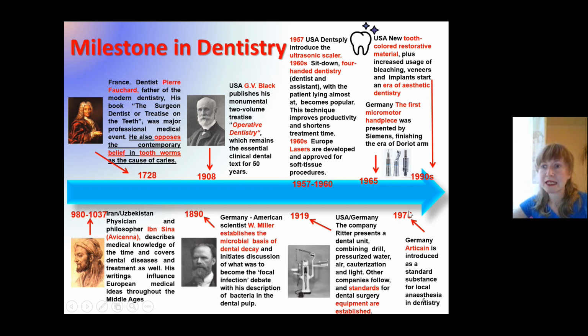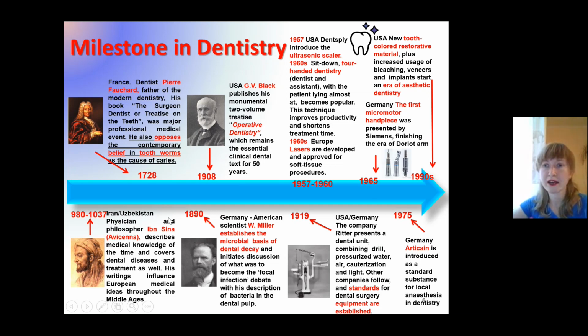In 1975, again Germany, presented articaine, the active ingredient of anesthetic, and from that time it was introduced as a standard substance for local anesthesia. It is very efficient, it is not toxic, and for now it's considered to be the gold standard in local anesthesia in dentistry as an active ingredient.